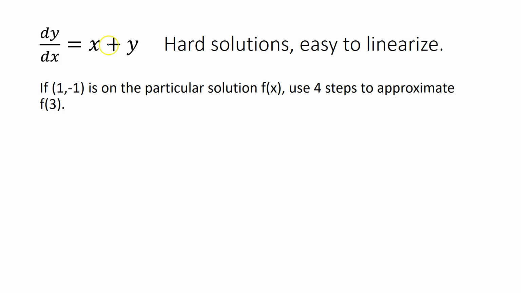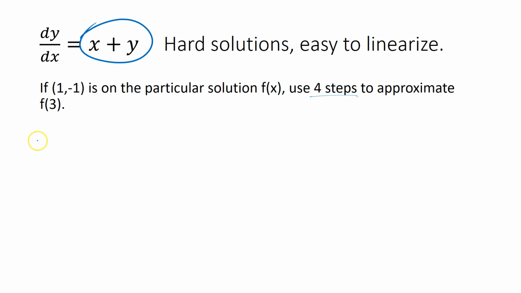We have a differential equation, x plus y. This looks kind of like the ones we did the slope field with before. This would have a really hard solution, but it's very easy to linearize, and very easy to make a slope field too. So what we have is our starting point. They tell us 1, -1 is on the particular solution f of x. They want us to use 4 steps to approximate f of 3.